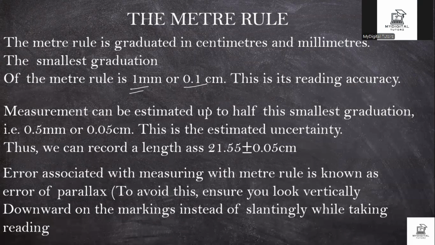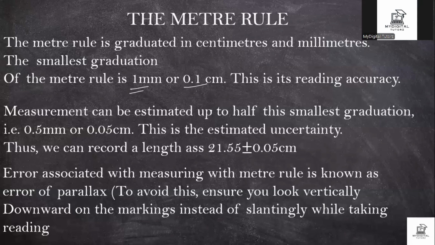So when you are taking your measurement, you have what is known as estimated uncertainty. When I take a length of 10 meter, because of a probability of human error, I'll say 10 plus or minus 0.05 centimeter or 0.5 millimeter, known as estimated uncertainty. So when taking a reading, there are some errors associated with taking a reading from a meter rule or any other measuring instrument. For meter rule, we call it error due to parallax. In order to avoid this error, you make sure that you look vertically down on the marking instead of slant. Instead of a slant reading, we look vertically down on the marking point that we are reading.